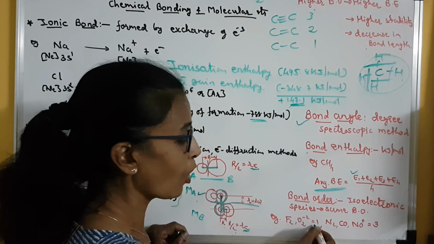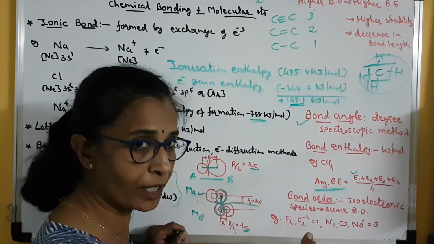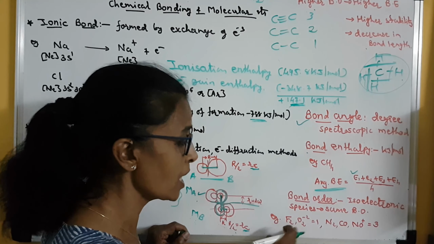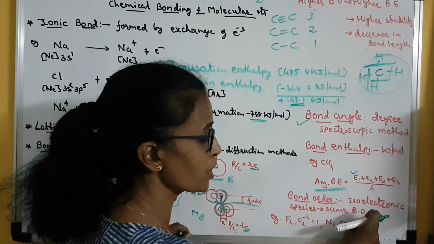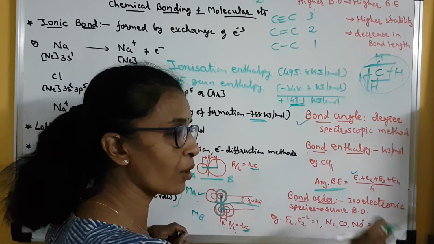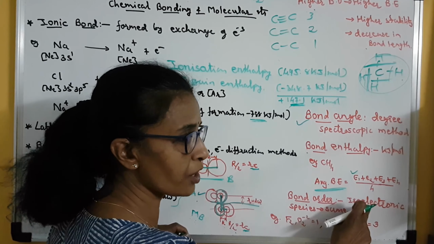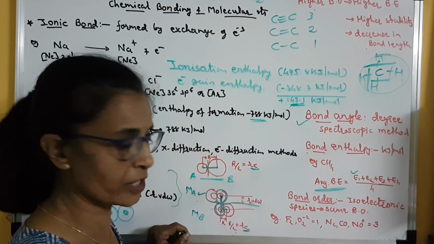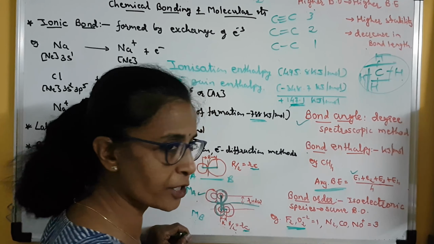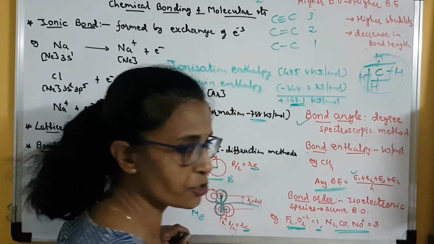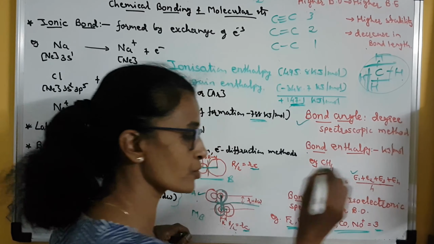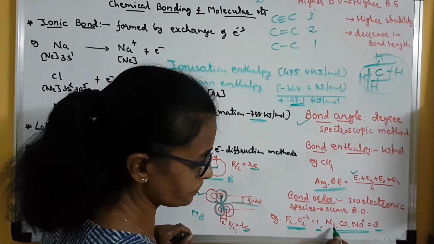We will study afterwards how to find out bond order, mathematically how to calculate bond order. Here you have to remember only the definition, and that for isoelectronic species the bond order is the same. Same number of electrons means the bond order is also the same. So these two are isoelectronic, so their bond order is the same. These three are isoelectronic, so their bond order is also the same.